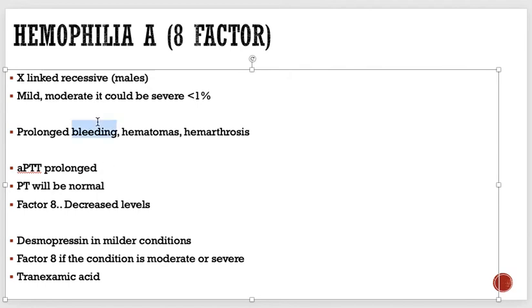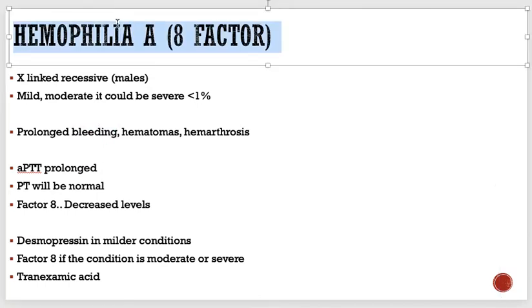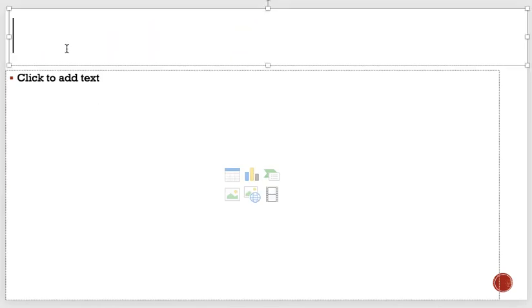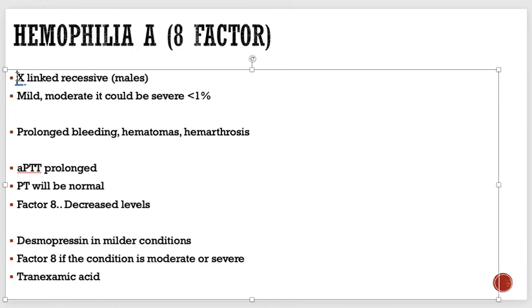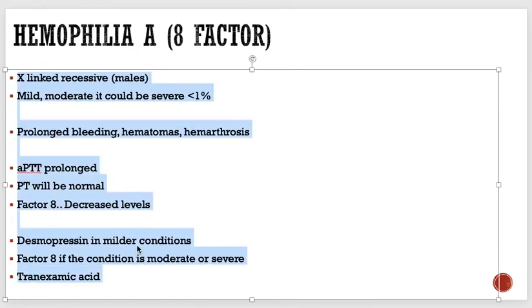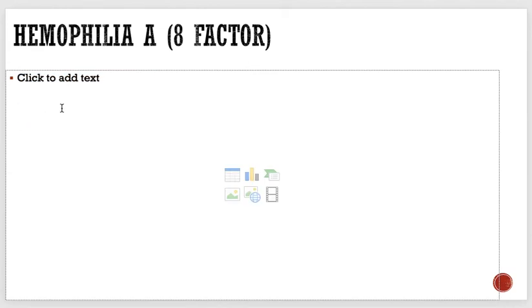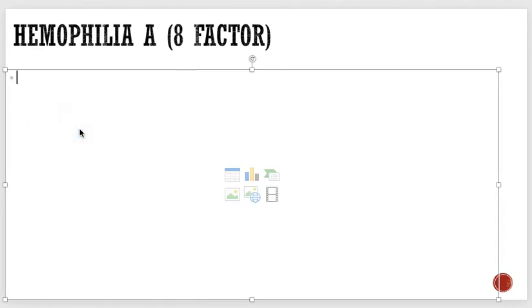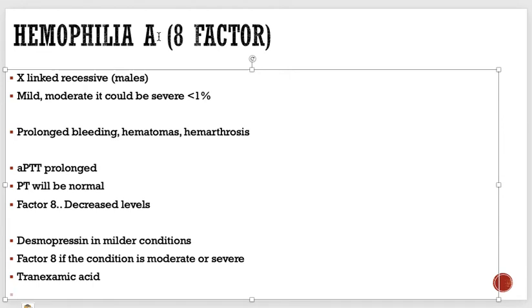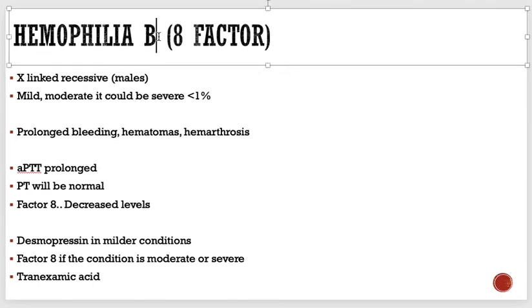To tell you the truth, guys, if you want me to make one more slide, you know how easy it is to make. See, I'm copy pasting everything here, and done. This is hemophilia B, right here, B. Which factor is deficient? Factor 9.